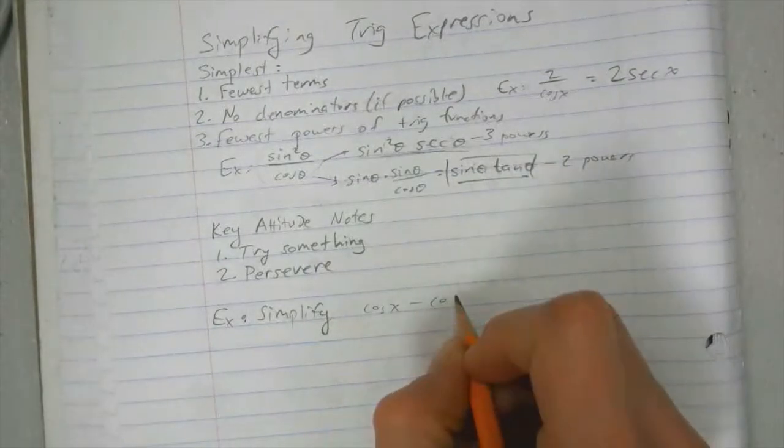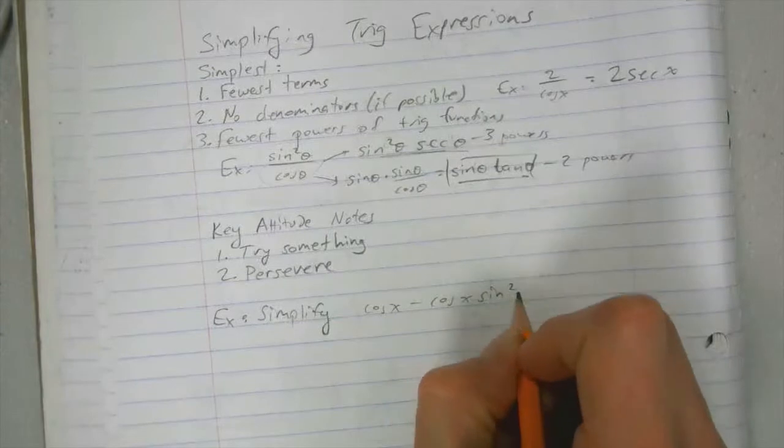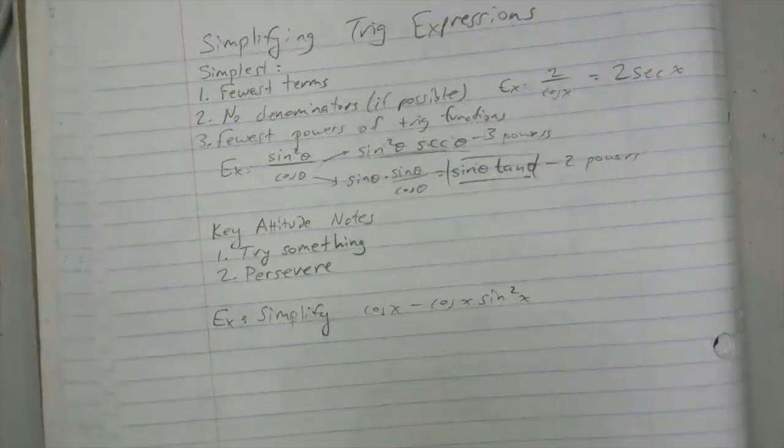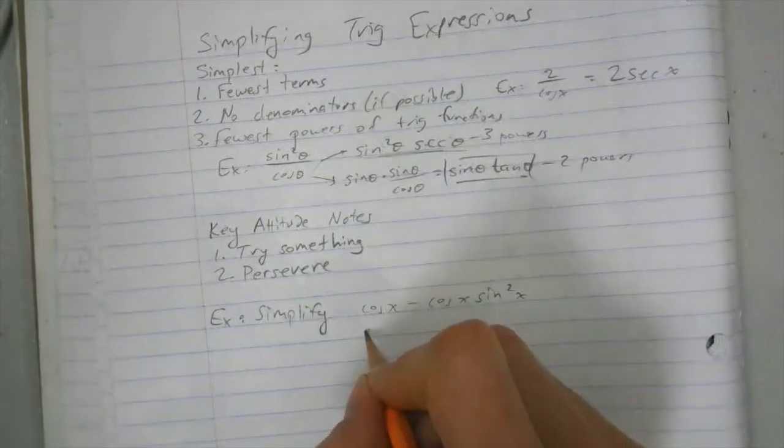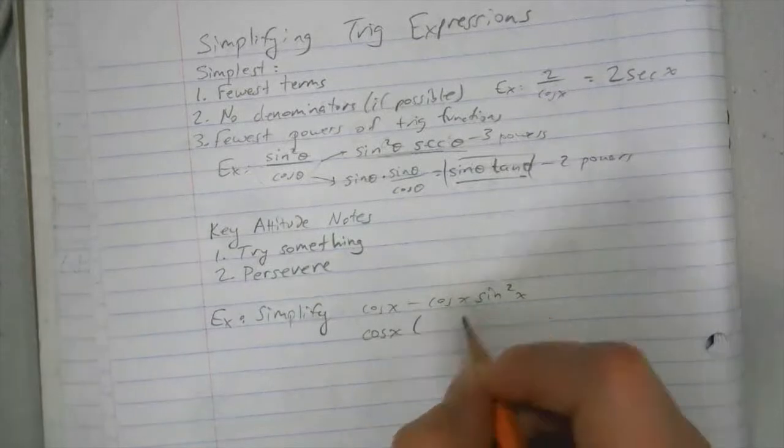cosine x minus cosine x times sine squared x. Now some of you might notice right away, what can we do with this? Well, both terms have a cosine x, so we can factor out a cosine x.